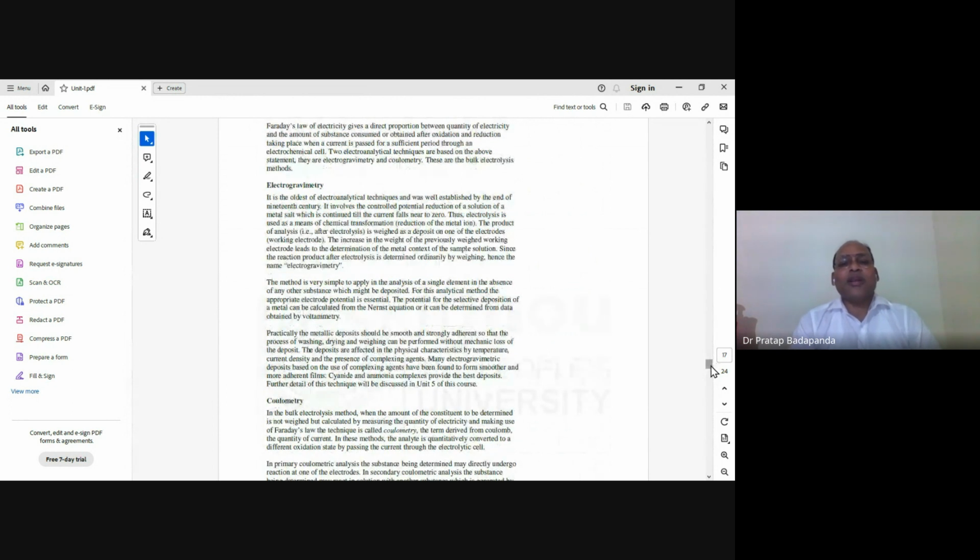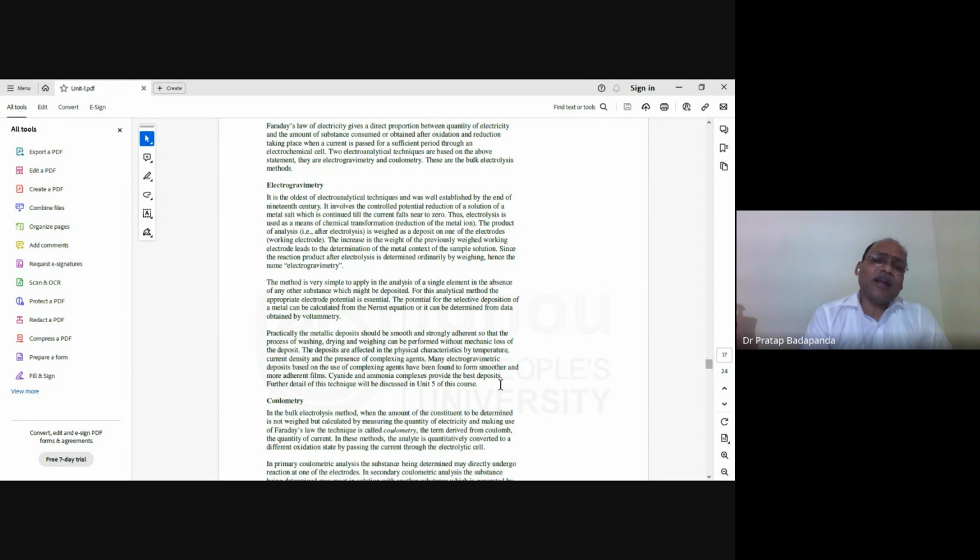If you go to the electrogravimetric, it is the oldest of the electroanalytical techniques, established by the end of the 19th century. This is the oldest one. Practically, the method is very simple. It is the analysis of a single element in the absence of any other substance which might be deposited. So the method is very simple. For the analysis of a single element, for example copper or zinc or iron or silver or gold, whatever it may be, in the absence of any other substance, what will happen?